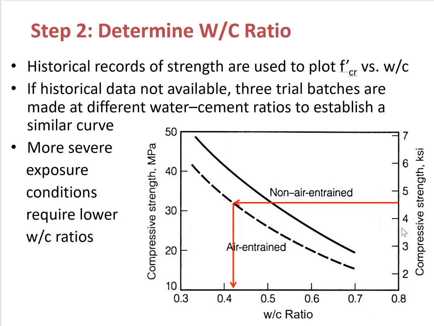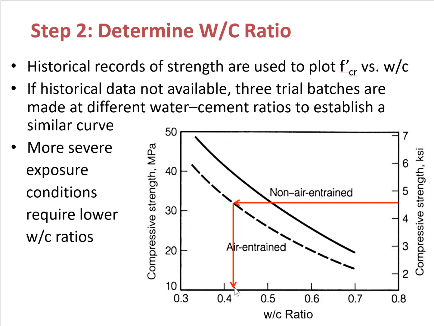For example, if the required strength is 4.6 ksi, then if it's not air entrained, the water to cement ratio should be a little bit more than 0.5. If it's air entrained, then the water to cement ratio will be a little bit more than 0.4.